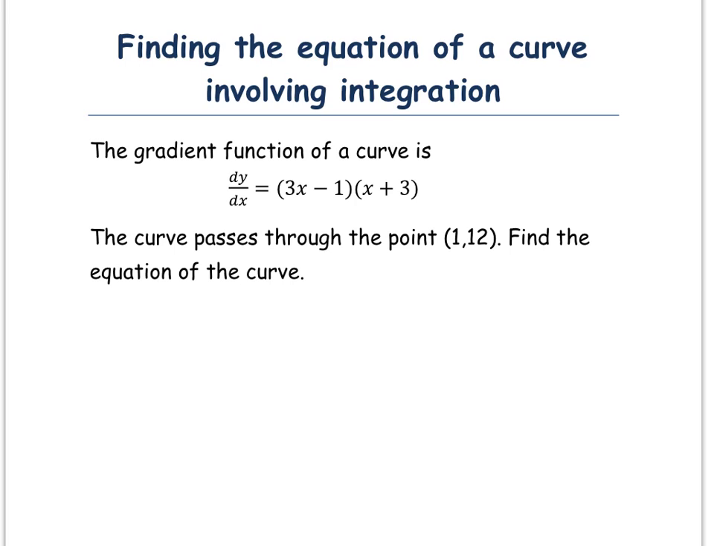So the first thing we're going to do in this question is integrate what we're given here, and then we're going to add on our c, but then we're going to substitute in our coordinate we know is definitely on that line to find the value of c. So the first step is to integrate what we're given. So we're going to integrate 3x minus 1, x plus 3, by dx.